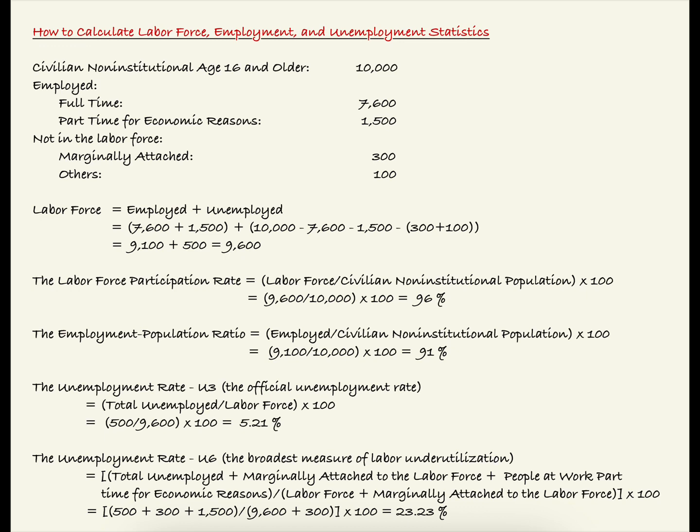So, for our calculation, it is 500, the number of unemployed individuals, plus 300, the number marginally attached to the labor force, plus 1,500, which is individuals at work part-time for economic reasons, and divide that by 9,600, which is our labor force, plus 300, which is the number of marginally attached individuals to the labor force, and multiply that ratio by 100, and that gives us 23.23%.